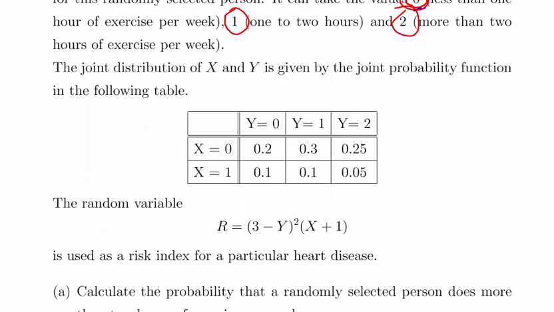The joint distribution of x and y is given by the joint probability function in the following table. So x equal to 0 and y equals 0, the joint probability there is 0.2. Something we should do is double check that they all add up to 1. 0.2 plus 0.1 gives us 0.3. 0.3 plus 0.1 gives us 0.4. And 0.25 and 0.05 gives us 0.30, and those would add up to 1. Just something to double check in your mind. I'm putting a lot of emphasis on it, but it's worth checking.